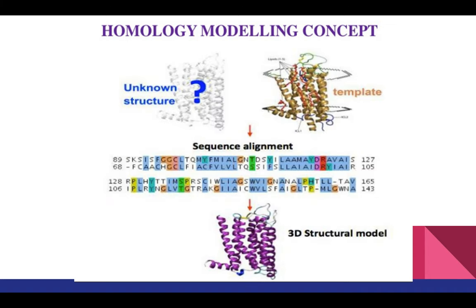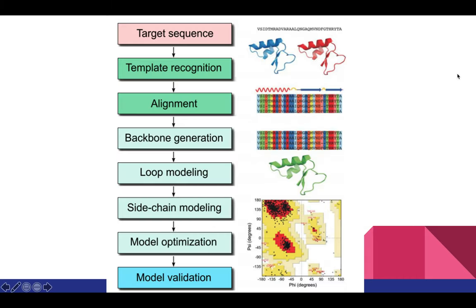Now, the concept of homology modeling is actually simple. If you have an unknown structure of a protein, you need to find a template that is suitable to it based on the sequence. You could do this via BLAST, and then do some sequence alignment and determine how much percentage of similarity could be obtained. And then from there, you could construct a 3D structural model. So homology modeling is always about constructing a 3D model based on a template. A template is crucial for homology modeling.